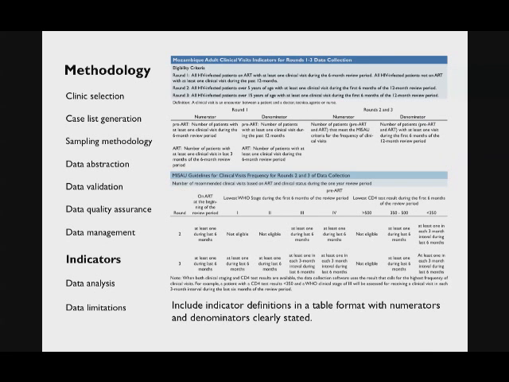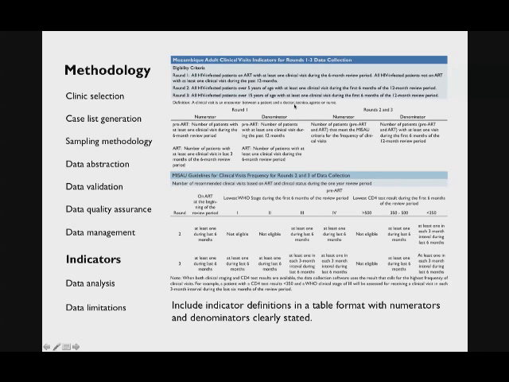So indicators, you may decide to include them in your methodology section, or perhaps right in the results section, right next to the actual indicator results. But if you decide to include them in the methodology section, I think it's always nice to have your indicators in a nice table with the numerators and denominators specified.